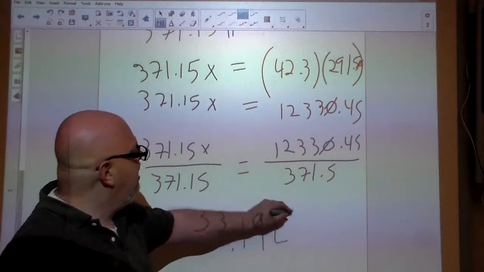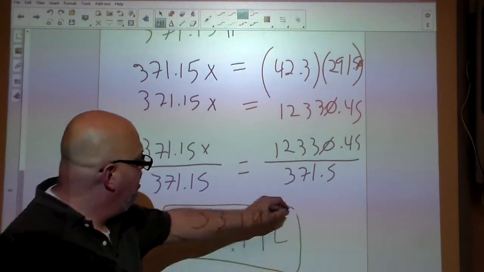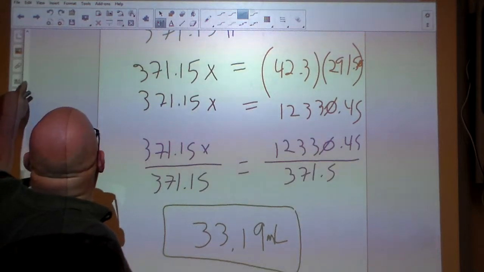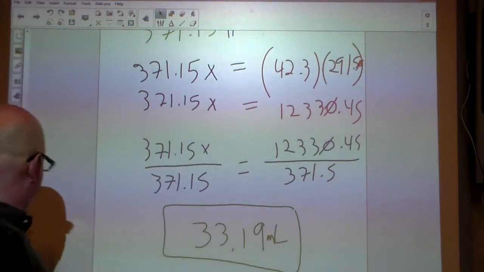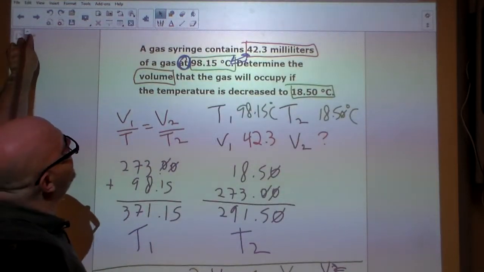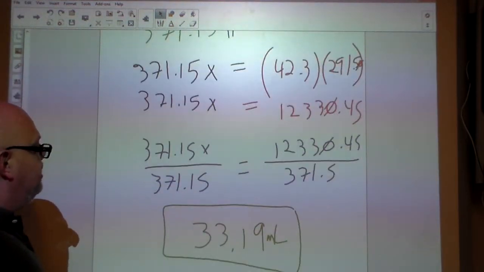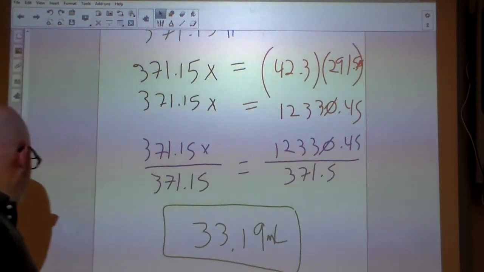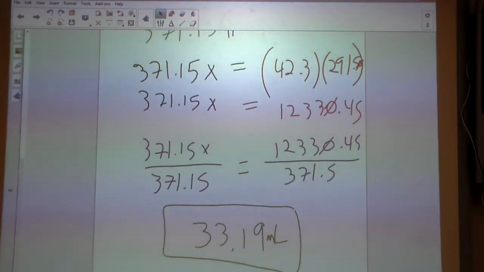33.19 liters. Oh, milliliters, sorry. I think it's milliliters. Okay, let's take a quick look. And it's milliliters. So yeah, it's going to be 33.19 milliliters, and that's it for our first problem. Let's go on to the next one.